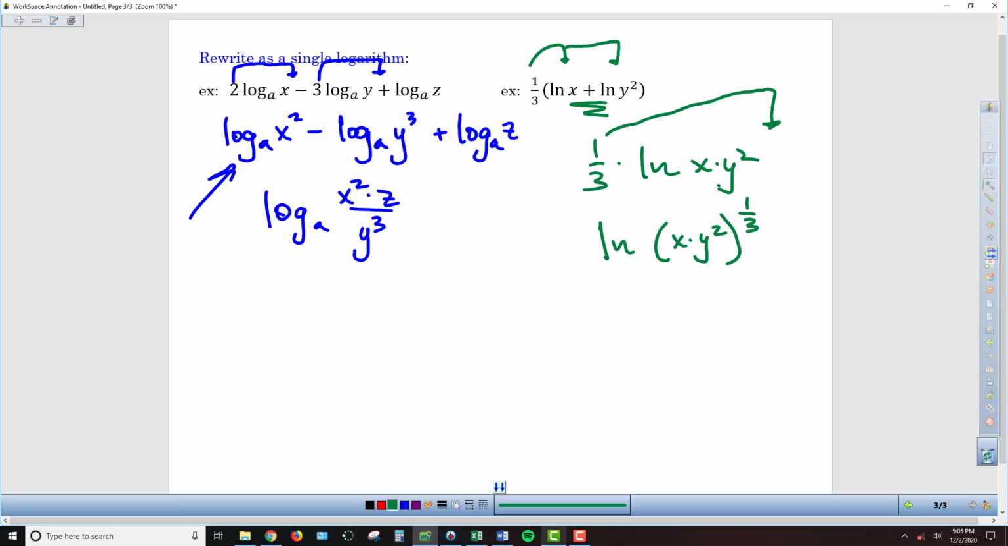power. And then probably it would look a little bit nicer if instead of having a fractional exponent, we rewrote it in root form. So we can remember that the 1/3 power is the cube root of whatever it's being applied to. So I'm going to rewrite this as the natural log of the cube root of x times y squared. So we can just leave our answer like that.